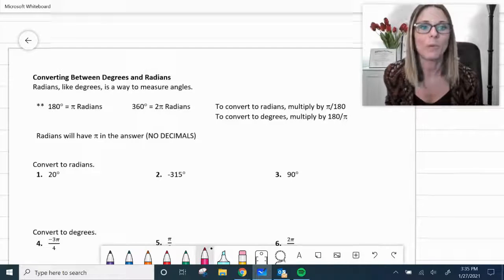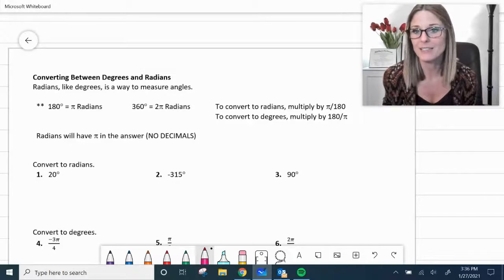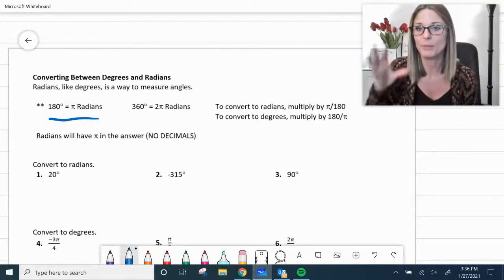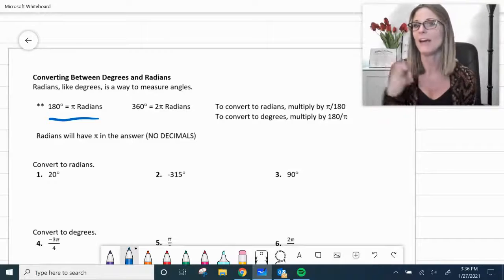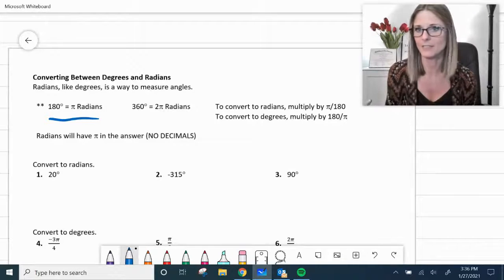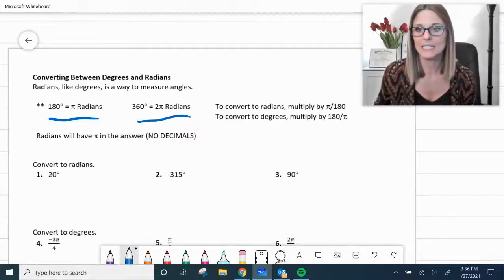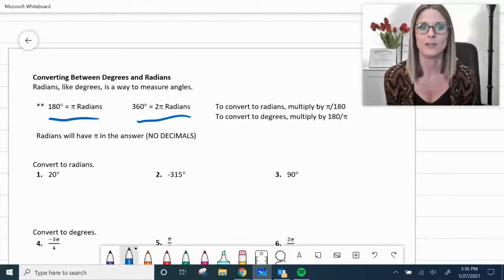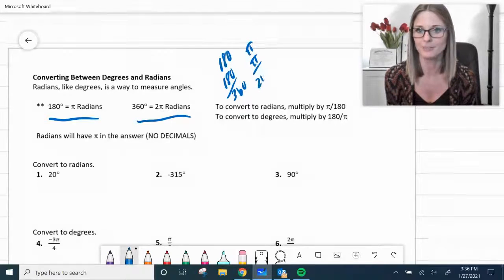So here we go. It says here at the top of your notes, radians, like degrees, is a way to measure angles. Just another way to measure it. Some definitions to memorize: 180 degrees is equal to pi radians, like a number of radians. 360 degrees would be equal to 2 pi radians. If I had 180 plus 180, that's 360. If I have a pi plus a pi, I have 2 pi.